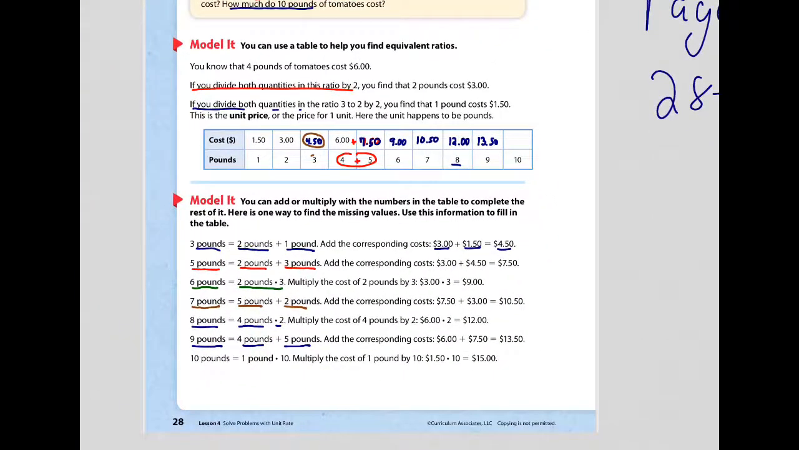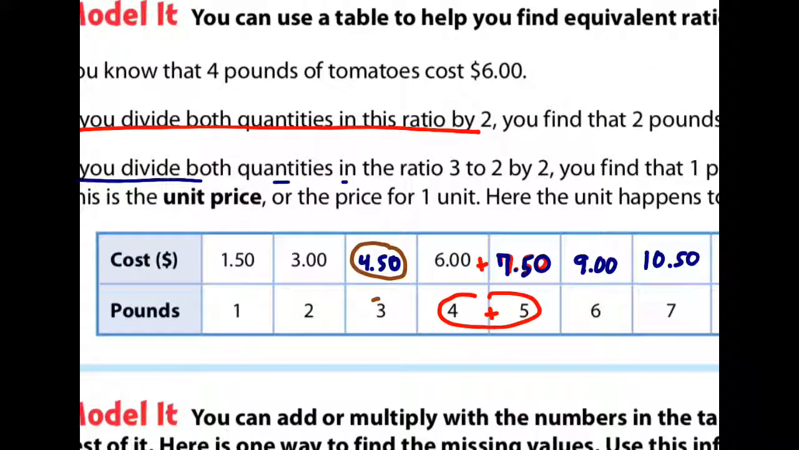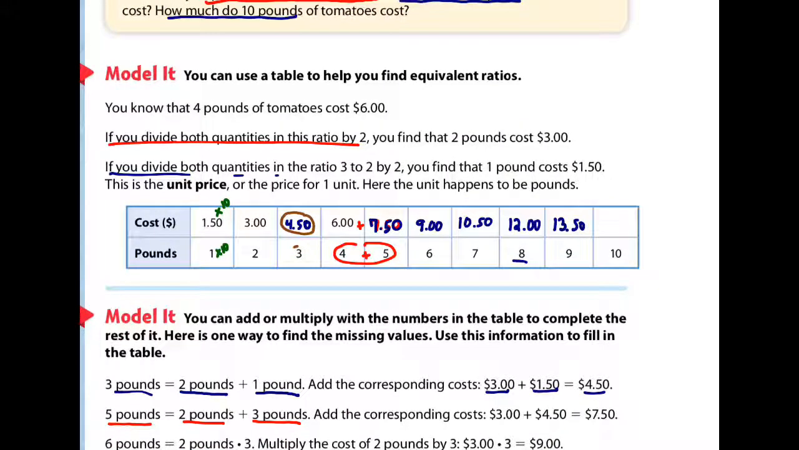And last, 10 pounds. Well, let's see how they chose to do it down here. They're saying 1 pound times 10. So let's go back to 1 pound and you multiply it by 10. So then you do 150 times 10 and you get $15. So did you see all of the different tricks we could use to fill in that table?